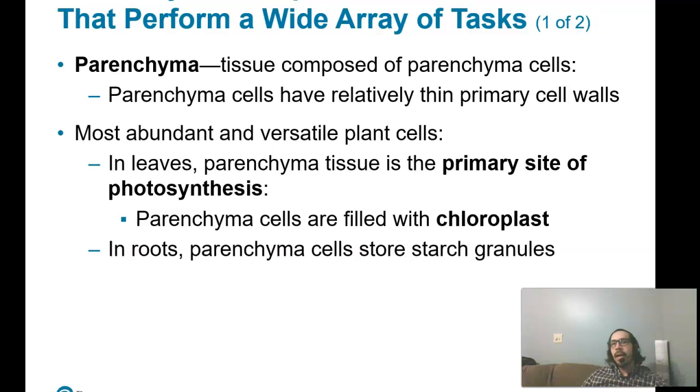The parenchyma is a tissue that's composed of parenchymal cells. These cells have thin primary cell walls, and these are most abundant in leaves. So the parenchyma is the tissue that is the primary site of photosynthesis, because these are the sites where you have a lot of chloroplasts. Okay. And in the roots, the parenchyma cells are used to store starch.